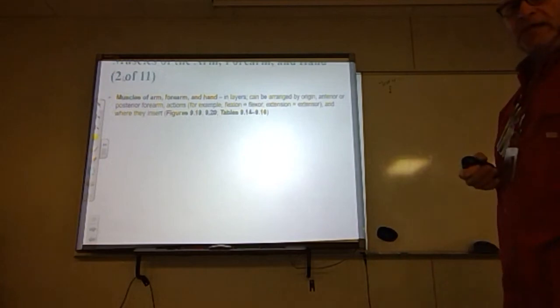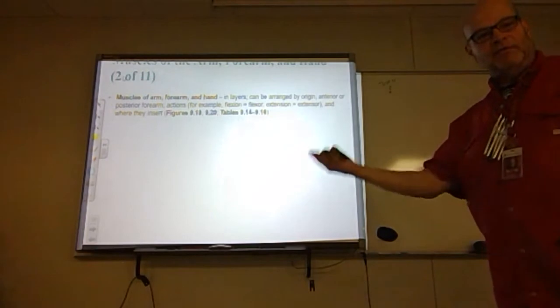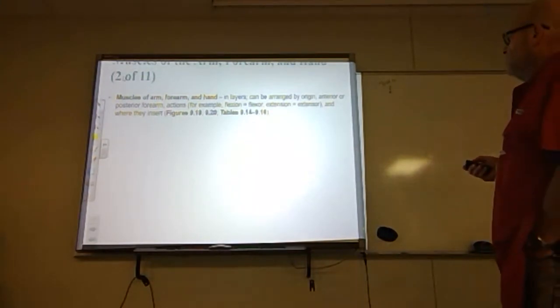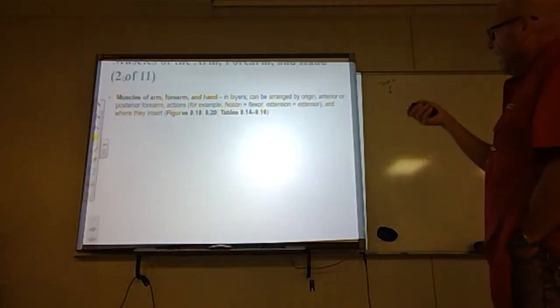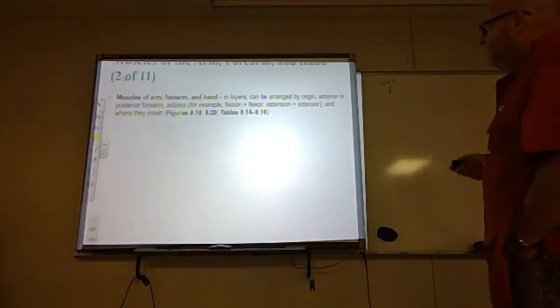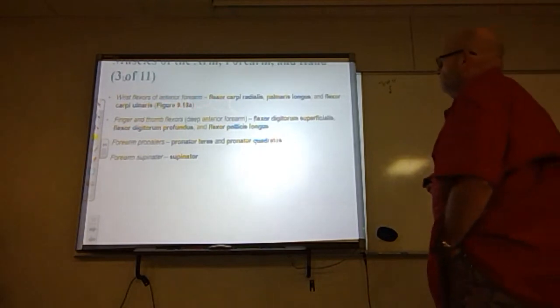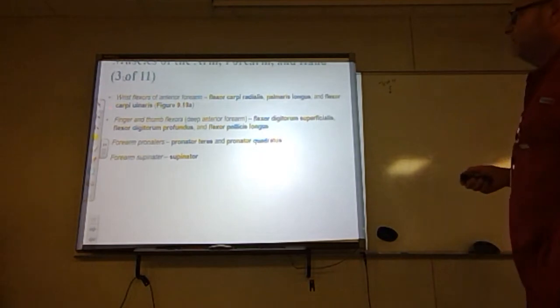So when you start looking at pictures of these, some muscles lie underneath other muscles, so you have to cut and reflect those muscles out of the way to see them. They can be arranged by origin, anterior or posterior forearm, actions, and where they insert. The wrist flexors of the anterior forearm: the flexor carpi radialis, the palmaris longus, and the flexor carpi ulnaris.